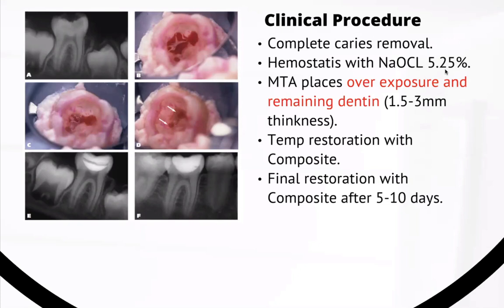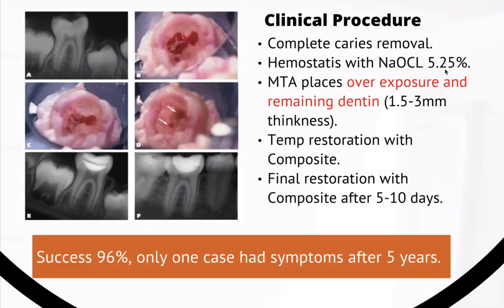The importance of placing the final restoration in the second visit is because MTA needs moisture to set. So you need to place a moist cotton on top of the MTA and then bring the patient after a couple of days to replace it with final restorations. And the success was really high. It was surprising that he had a 96%. And only one case had symptoms after 5 years. I think his success was because he used a thick MTA in the whole floor.